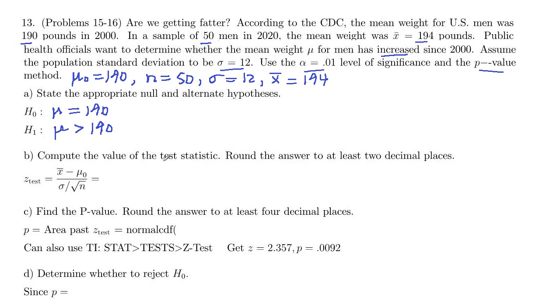So first, compute the value of our test statistic. So we're given sigma, so we're going to use the z distribution. So our test statistic is a z value, not a t value. X bar minus the hypothesized mean, so x bar is 194, minus the hypothesized mean of 190. We are dividing by sigma, 12, over the square root of 50, our n.